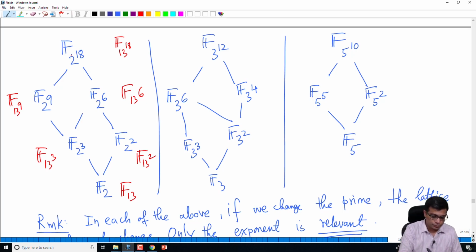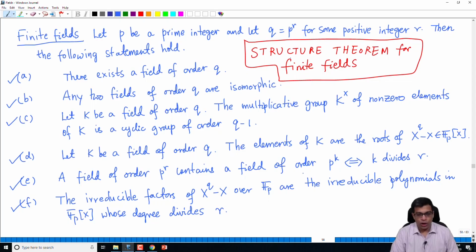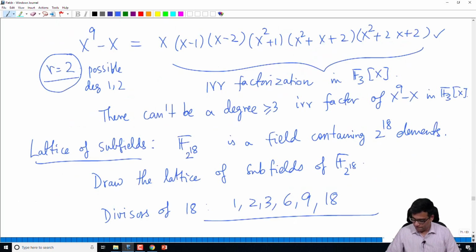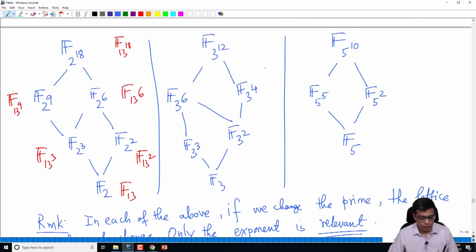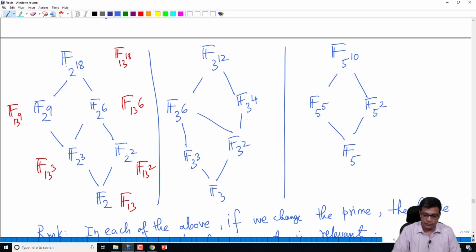Whereas if you change 18, the whole thing changes. In the crucial structure theorem statement, a field of order p power r contains a field of order p power k if and only if k divides r. As long as p is the same, r and k are the only relevant numbers. So here we can, without changing anything, replace 2 by a different prime. Here replace 3 by a different prime, replace 5 by a different prime. The exponent is the crucial thing to determine completely the lattice.